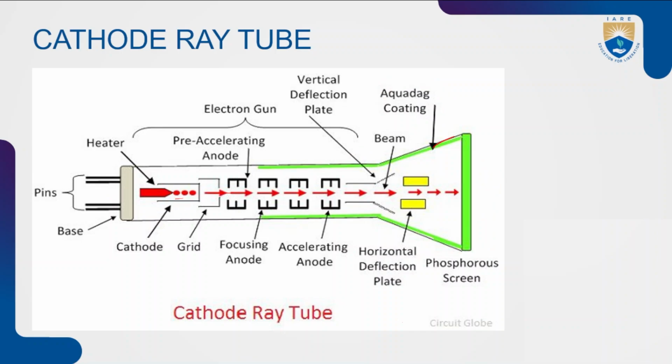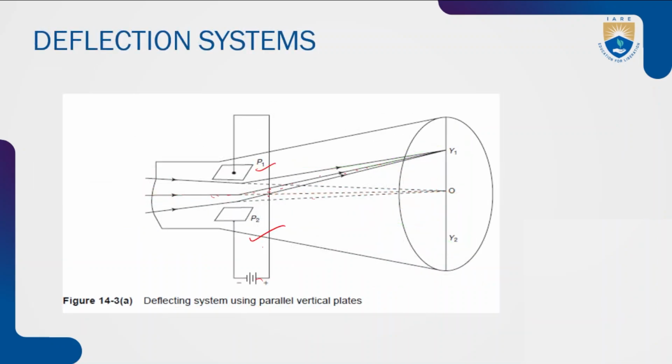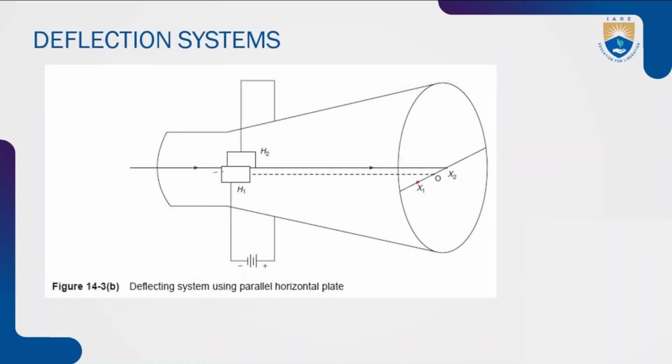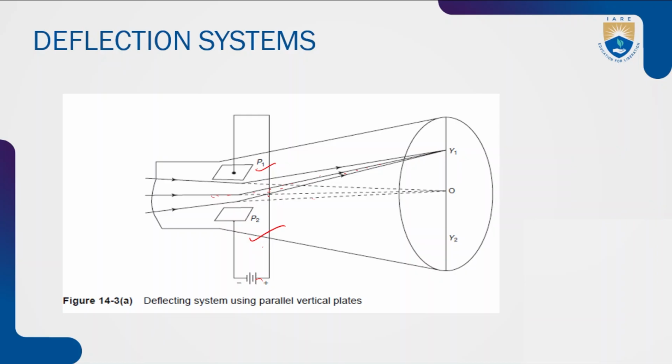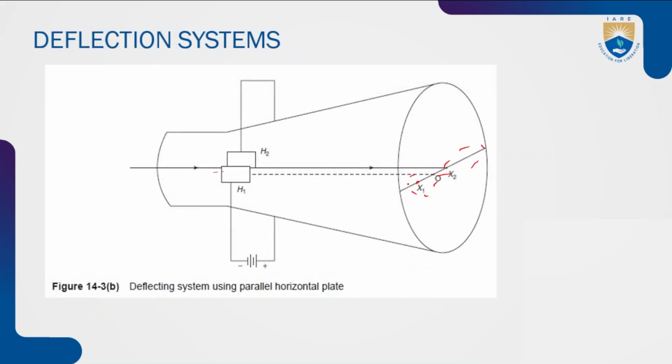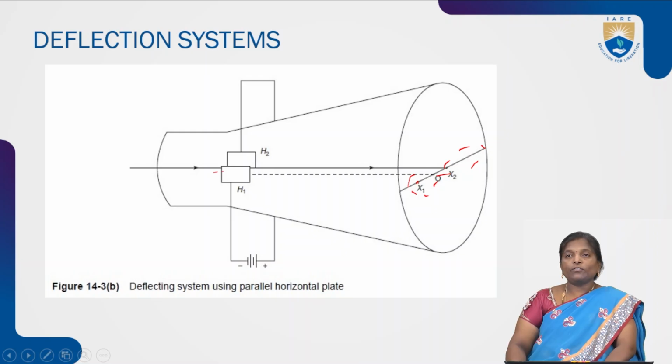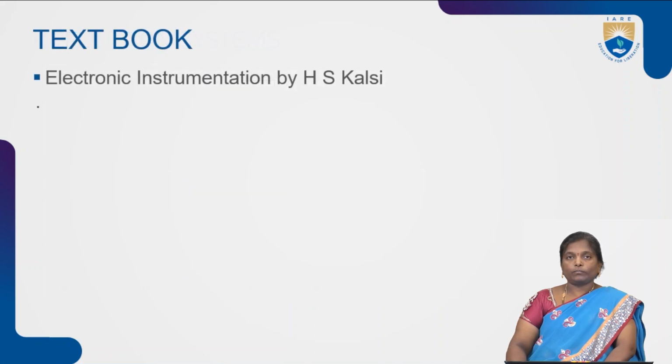In this cathode ray tube, the main elements are the vertical and horizontal deflection plates. This is the diagrammatic representation of the vertical deflection plates, and this is the horizontal deflection plates. With the help of these vertical and horizontal deflection plates, we can view the electron beam spot movement vertically and horizontally, from left to right or top to bottom or bottom to top. This is about the CRT and its internal parts, and how it produces the waveform on the CRT screen. The prescribed textbook is Kalsi.